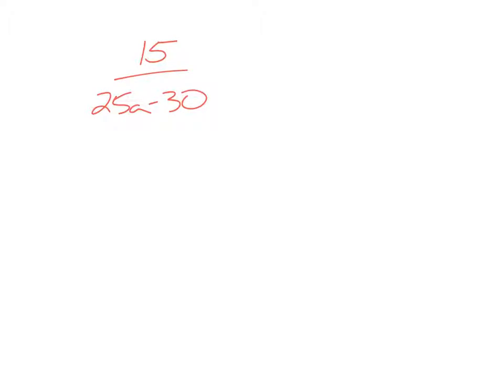And so here's a little bit harder of a problem. We have 15 over 25a minus 30. And I'm going to work through all the steps that I would like you to think about. So 15 is really 3 times 5. And then in the denominator, we can take out a greatest common factor of 5. And we're left with 5a minus 6.